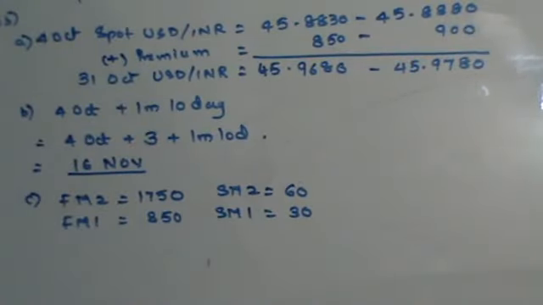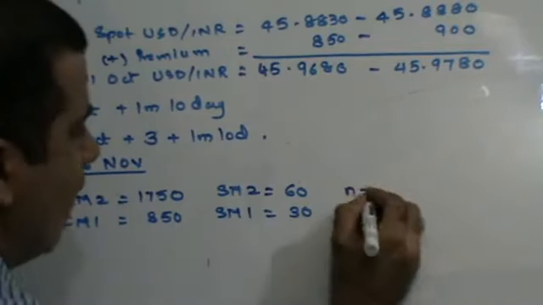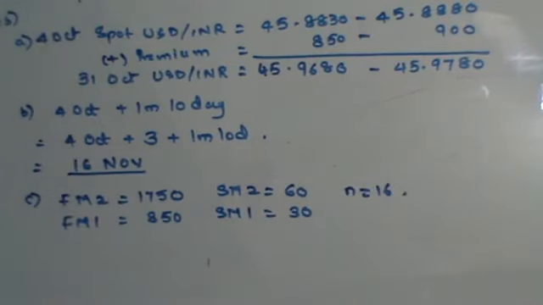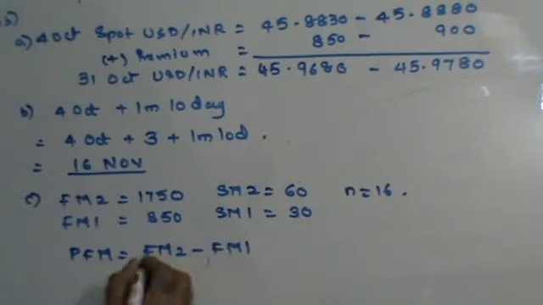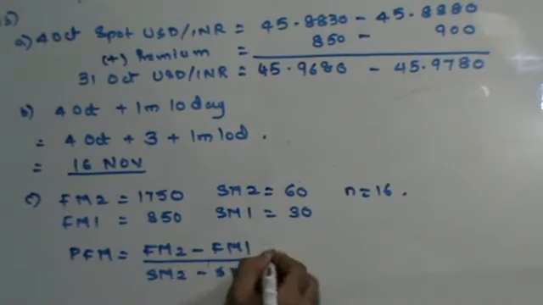I already know the rate as on 31st October. I want 16th November, that means I want 16 days more, so N is going to be 16 days. Proportional forward margin is (FM2 minus FM1) upon (SM2 minus SM1) into N.